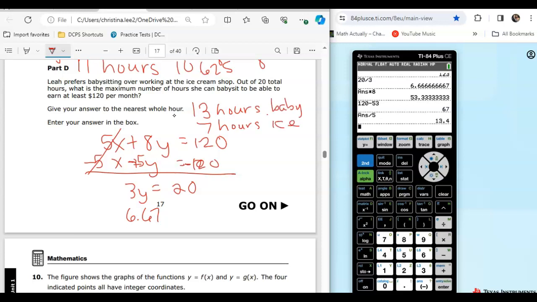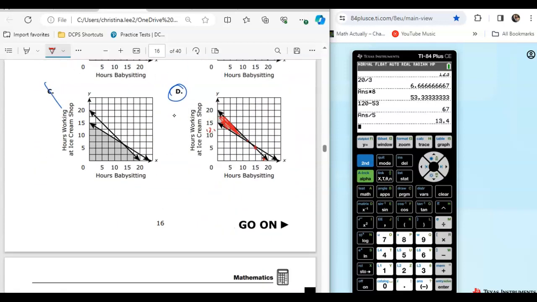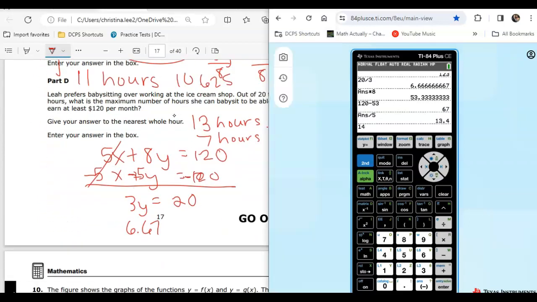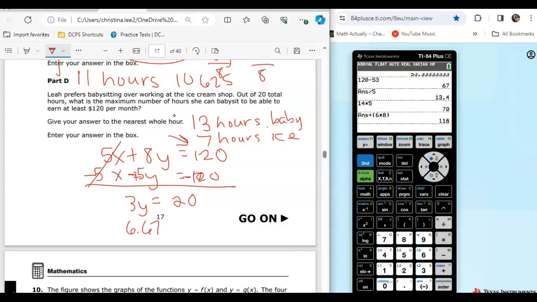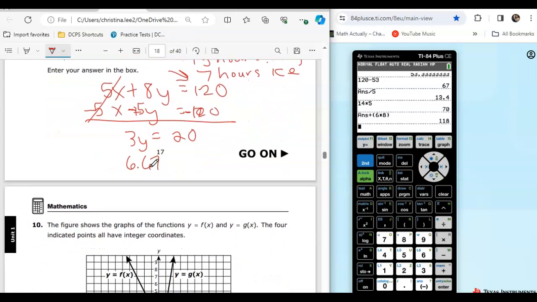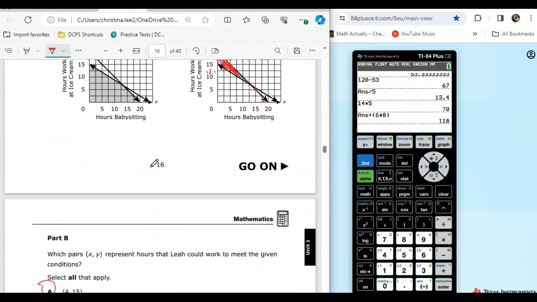If she were to work 14 hours babysitting and 6 hours at the ice cream shop, she wouldn't make enough money, right? So if we were to plug that in, we have 14 times 5 plus 6 times 8, which is 48. That gives us 118. So it's just a little bit short. So that's why she needs to do more hours at the ice cream shop, because she makes more money there, right? So the maximum number she could babysit and still make the proper amount of money would be 13 hours. Okay? All right, so that is A, B, C, and D for number 9.